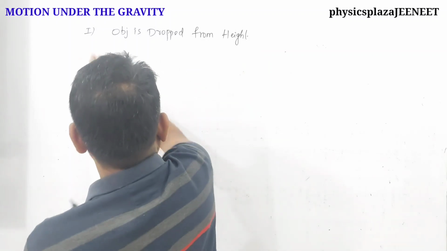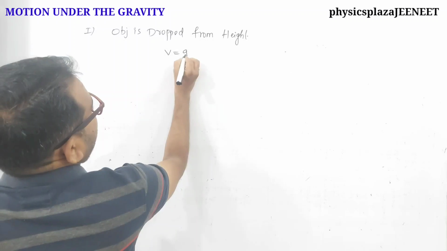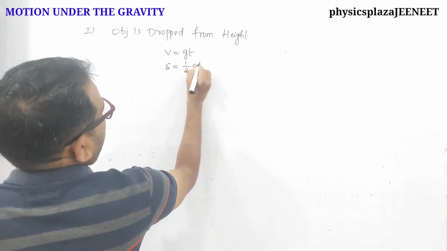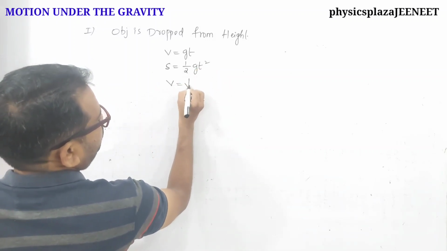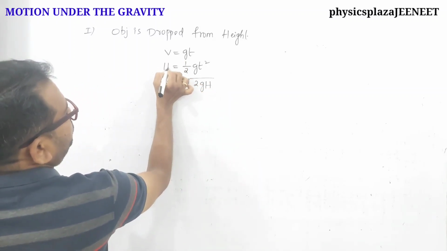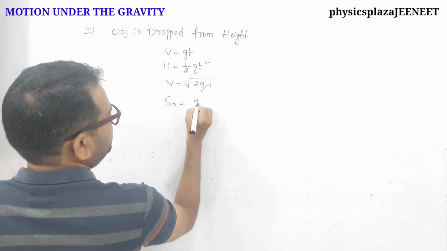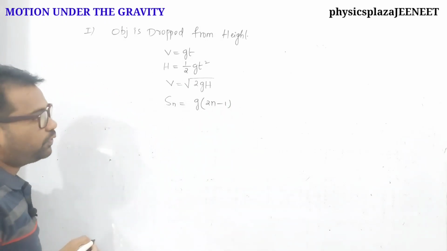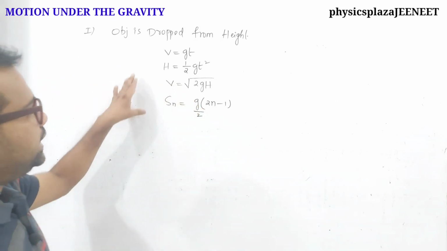Okay, fine. So finally we got v is equal to gt, first equation of motion. Second one is s is equal to half gt square. Third one is v is equal to square root of 2gh. This also let us take as h only. And s nth is equal to g by 2 into 2n minus 1. So these are the equations of motion.